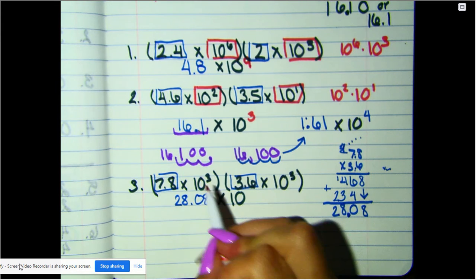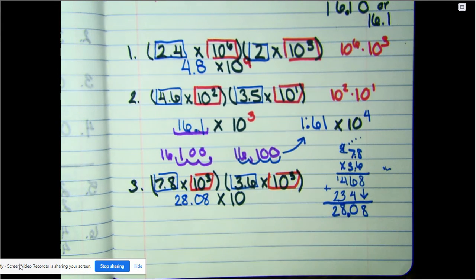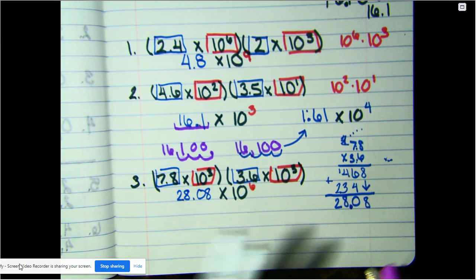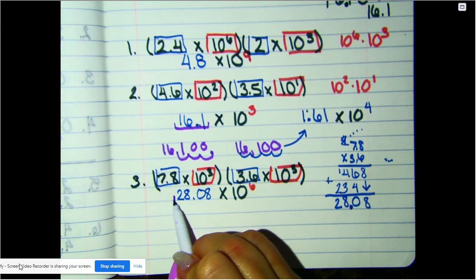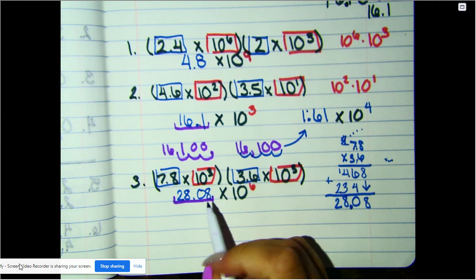Let's figure out our exponents. We have 10 to the 3rd times another 10 to the 3rd. We add our exponents. So that becomes 10 to the 6th power. But oh no, we have a problem. 28.08, or 28 and 8/100ths, is not less than 10, and 28 is bigger than 10. So we need to rewrite this in correct scientific notation.